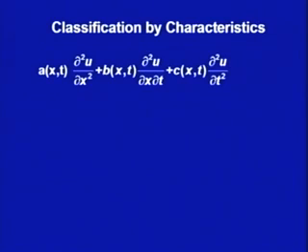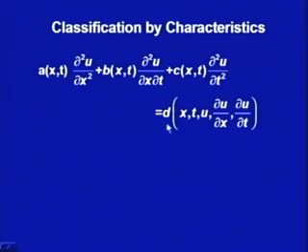So, classification by characteristics. Let us take this general linear differential equation, which is linear in the second order derivatives. I am taking del 2 u over del x2 with coefficient a, which may depend on x and t, but not on u. So, in general I am writing a linear second order partial differential equation as a(x,t) del 2 u over del x2 plus b(x,t) del 2 u over del x del t plus c(x,t) del 2 u over del t 2 is equal to a function.